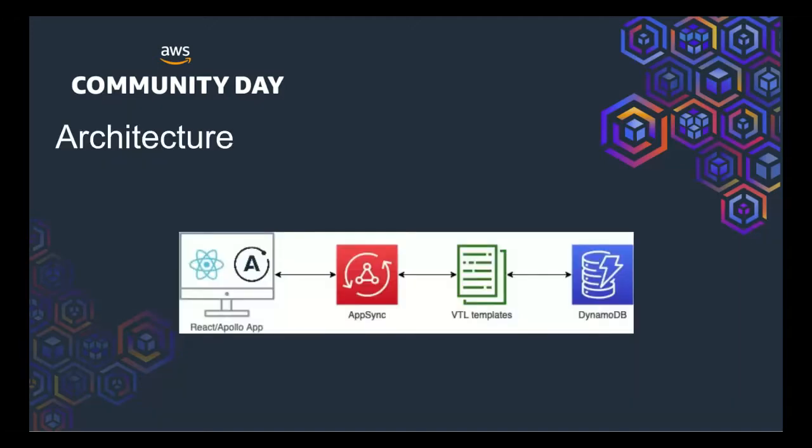To provide a 50,000-foot overview of our very basic architecture at this point in time, you can see that we have our React Apollo application, which makes requests to the AppSync API, which then makes an API call to the DynamoDB table using VTL templates.